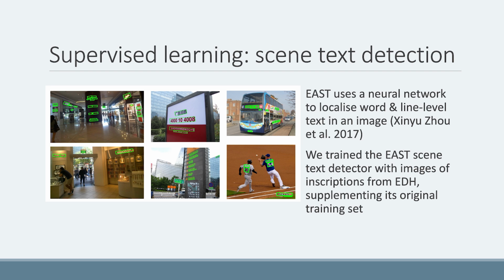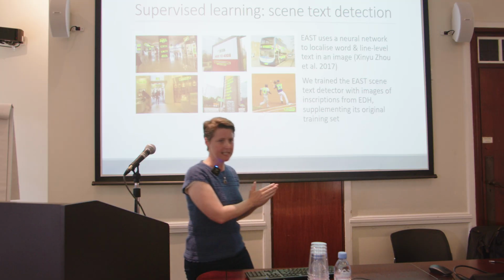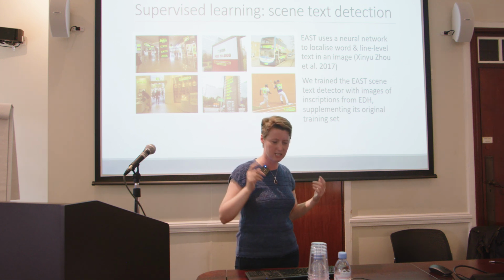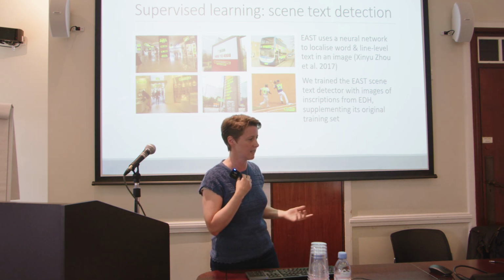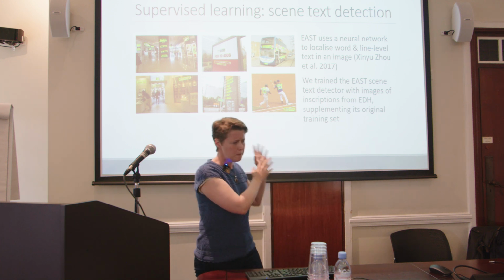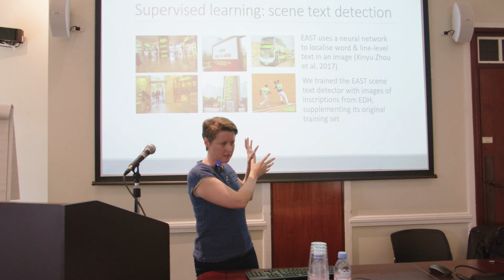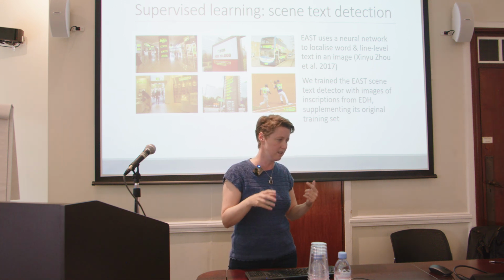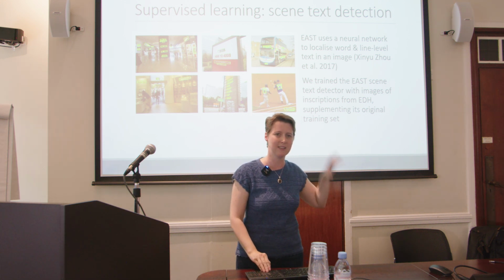We used a scene text detector called EAST, which stands for Efficient and Accurate Scene Text Detector, which I thought was a very optimistic name, but in fact quite accurate. And its training data was of the type that you can see: street scenes, looking at things like adverts, bus signs, and so on. So we wanted to use the detector and then give it images of inscriptions and see if we could train it to see the text within these images of the inscriptions, supplementing that original training data.